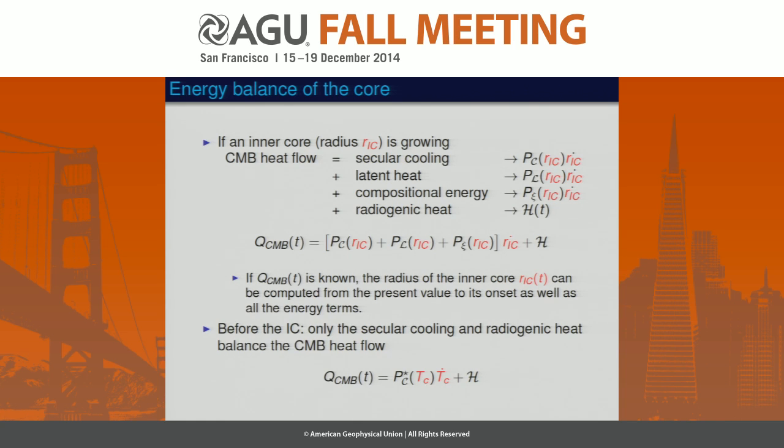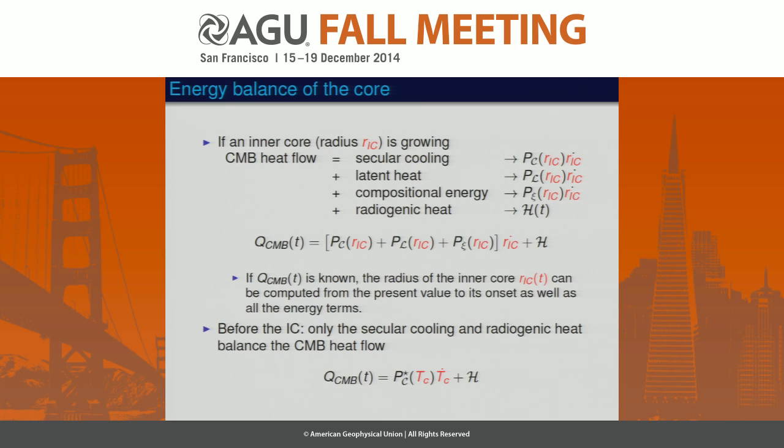All these three terms can be written as functions of the inner core radius times its growth rate with time. So when you write this equation, you can see that if you know the heat flow at the CMB as a function of time, you can compute the growth history of the inner core. Since we know the present size of the inner core, we can compute that back to the moment it started to crystallize. So we can actually compute the age of the inner core. That's for the recent period, and of course before that there is no inner core by definition.